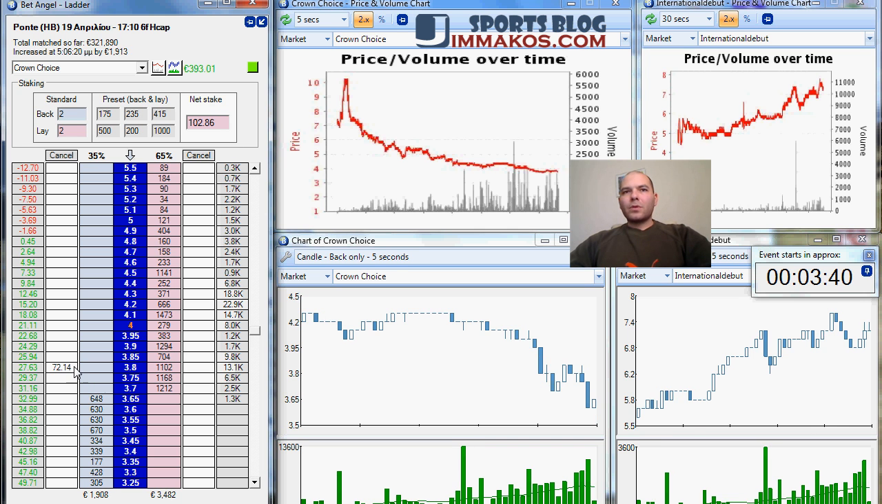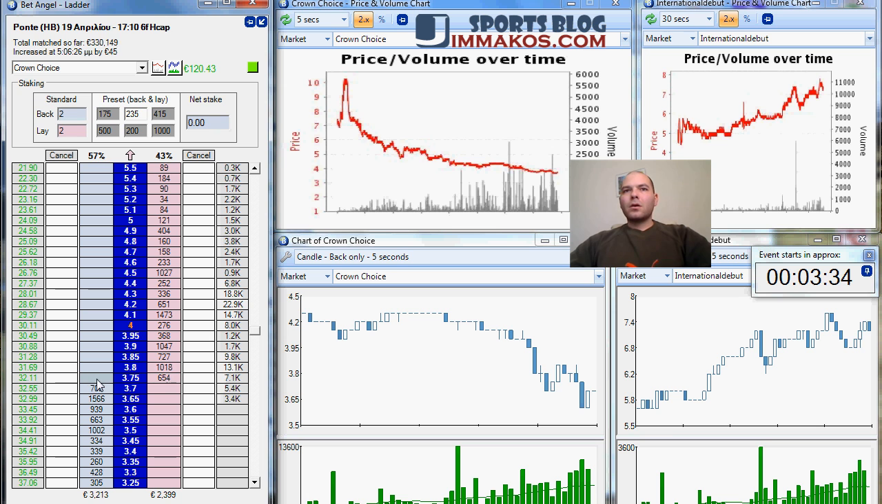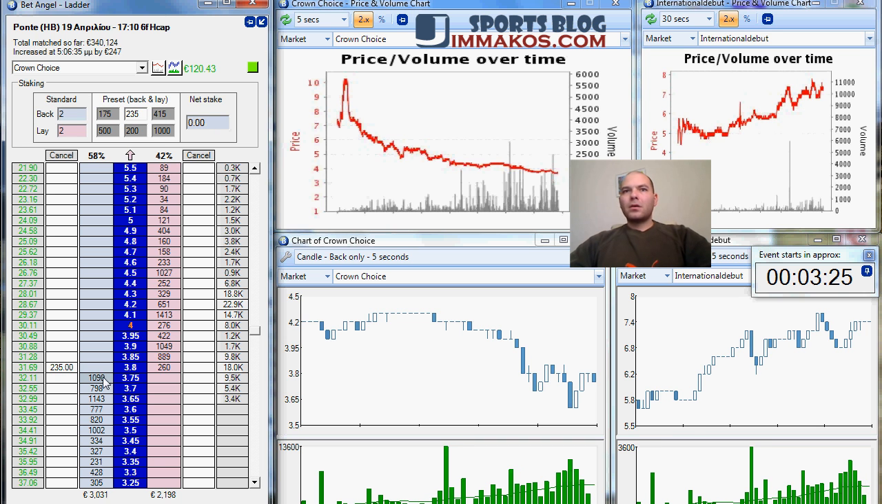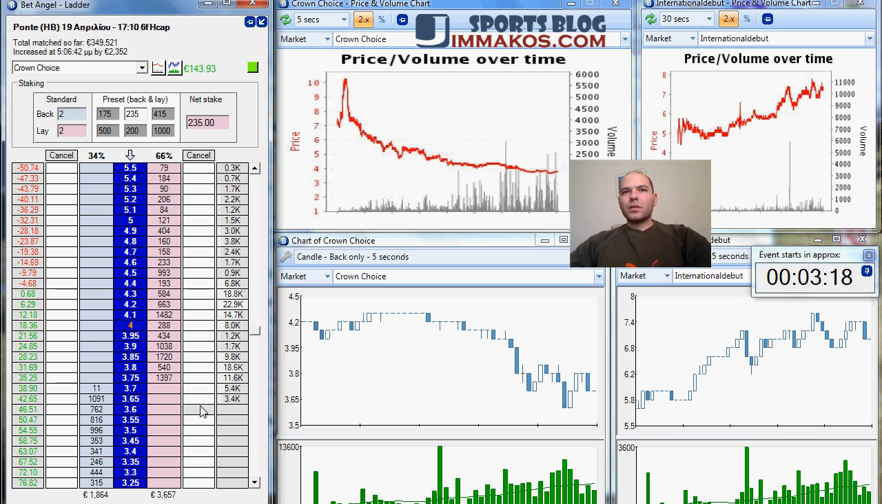The support level once again is broken. I close out half the position as the whole amount hadn't been matched. Three minutes before the start of the race, I again do the same trade.